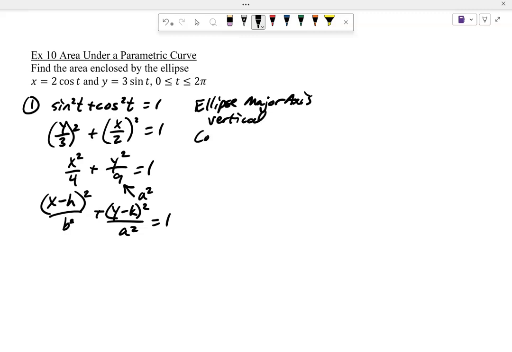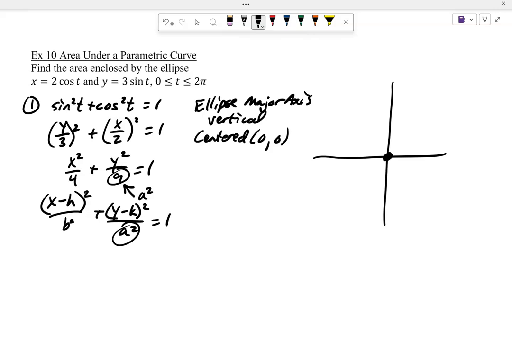It's centered at h, k at 0, 0. Your a squared is 9, so the vertex is a distance a away, where a squared equals 9, so a is 3. 1, 2, 3 to your first vertex. 1, 2, 3 down, so it's elongated vertically. A is 3, so your vertices are 0, plus or minus 3.